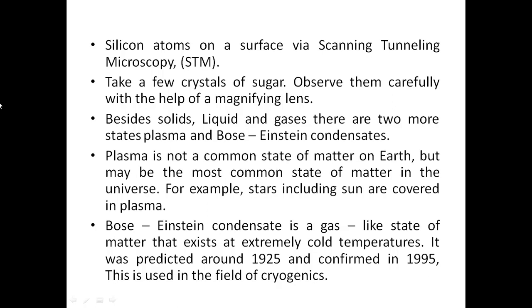Bose-Einstein condensate is a gas-like state of matter that exists at extremely cold temperatures. It was predicted around 1925 and confirmed in 1995. This is used in the field of cryogenics.